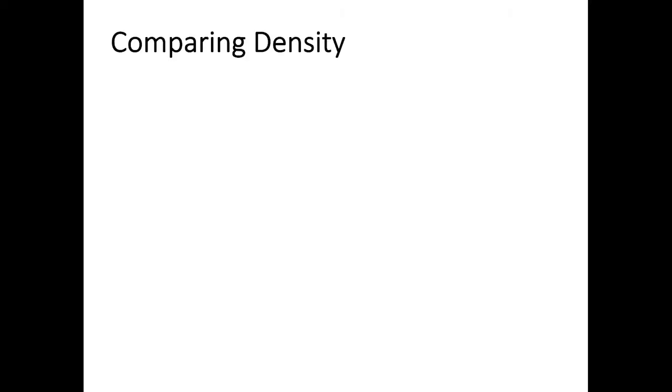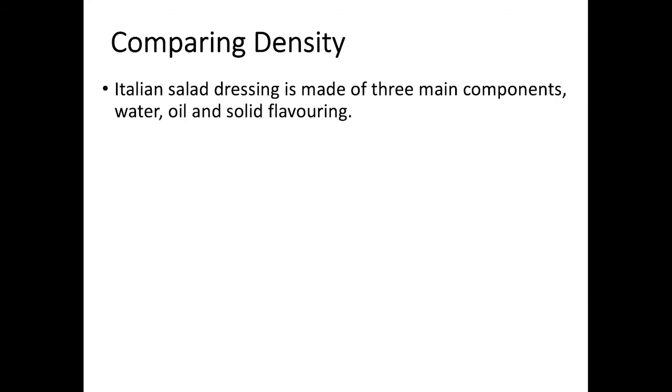So you got a chance to play around with the PhET simulator. Now we're going to look at comparing density. Italian salad dressing is made out of 3 main components: water, oil, and solid flavoring. Each of those ingredients has a different density.